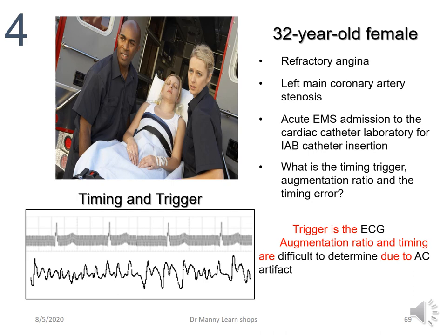Well, it's very difficult to see. And you shouldn't really be making any interpretations without rectifying the cause of these situations. The trigger is still the ECG, because you would see that on your pump console. The augmentation ratio and timing, however, are difficult to determine due to the AC artifact being created. And if there's AC interference on the ECG, the balloon pump is going to have trouble interpreting where and what the certain components are for it to now inflate and deflate on. It's trying, but it's having difficulty.